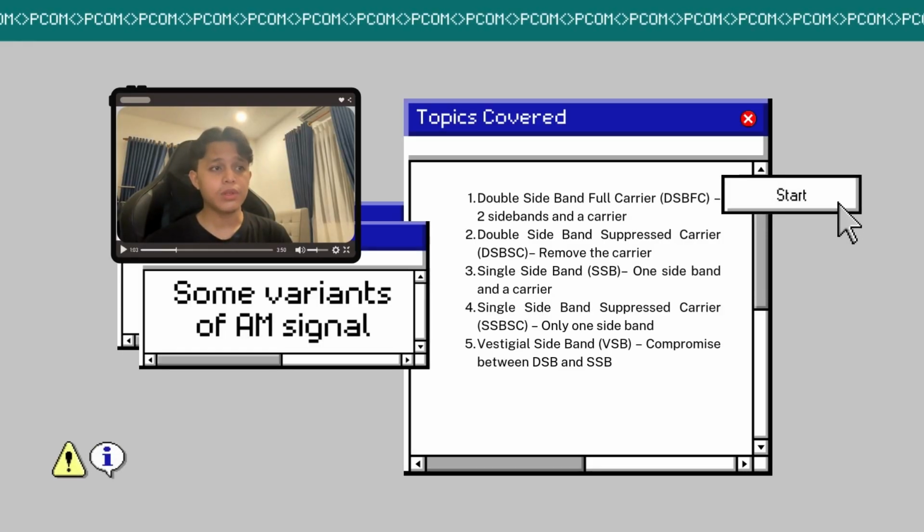These are some types or variants of AM signals. The first one is double sideband full carrier, DSBFC, which has two sidebands and a carrier. The second one is double sideband suppressed carrier, DSBSC, which removes the carrier. The third one is single sideband, SSB, with one sideband and a carrier. The next one is single sideband suppressed carrier, SSBSC, which only has one sideband. The last one is vestigial sideband, VSB, which has both DSB and SSB characteristics.